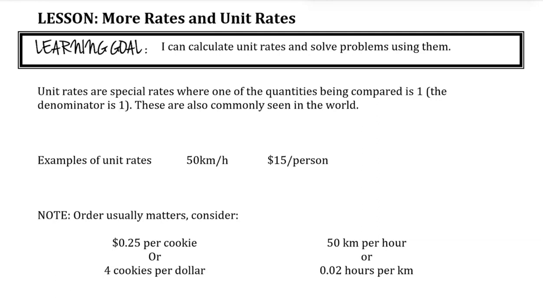Okay, so it says here, unit rates are special rates where one of the quantities being compared is 1. So the denominator is 1. We see these all the time in the real world. So a couple of examples here are 50 kilometers per hour, $15 per person, $2 per chocolate bar. All of those things are how much it is for one item or how fast you're going in 1 hour or something like that. Meters per second, another speed, is another unit rate. How far are you going in 1 second? Okay, so those are our unit rates.